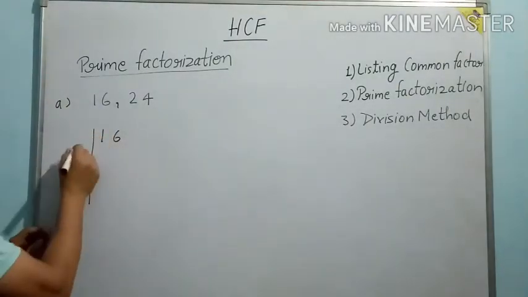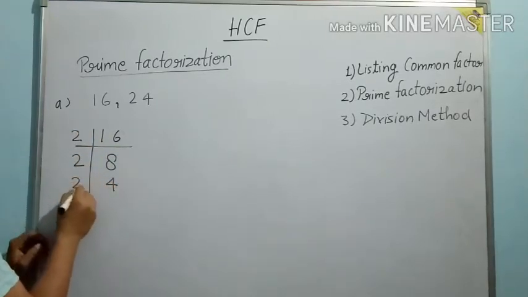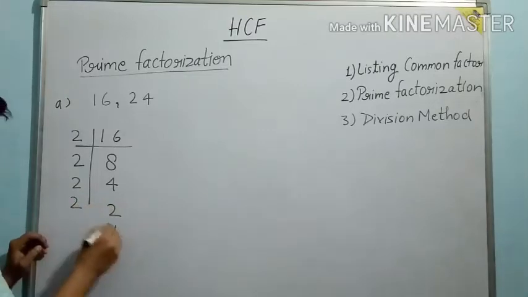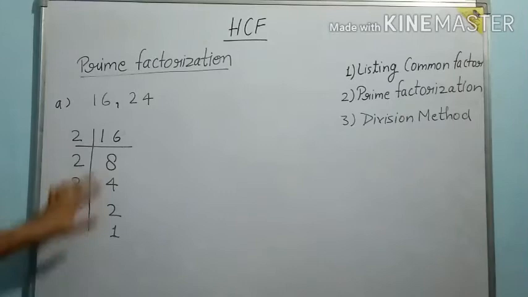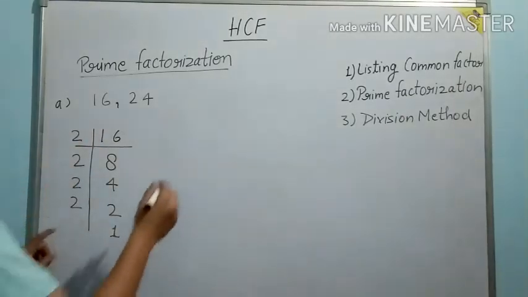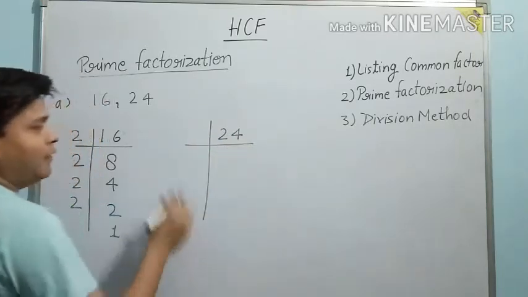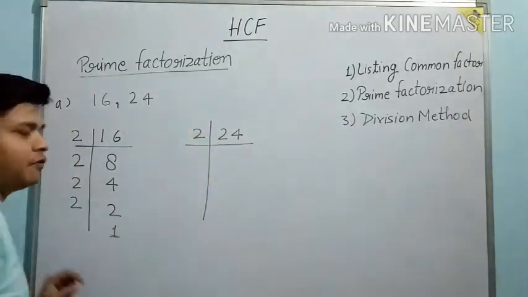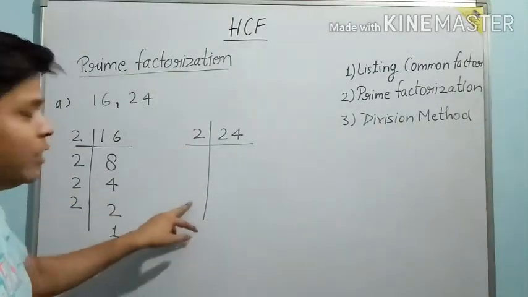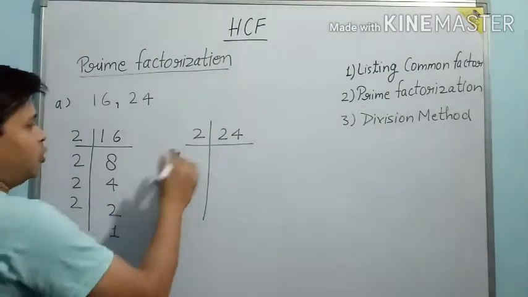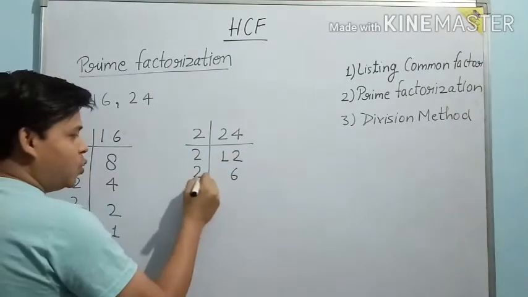So let's start to find out 2 8 times, 2 4 times, 2 2 times and 2 1 time. So as we got here 1, we will stop here. Okay, so prime factorization of 16 is done. Similarly, we will find out for 24, one vertical and one horizontal line, and we will start with first prime number, that is 2. Okay, keep remember we have to use here only prime numbers, right? Now 2 12 times, then 2 6 times, then 2 3 times.